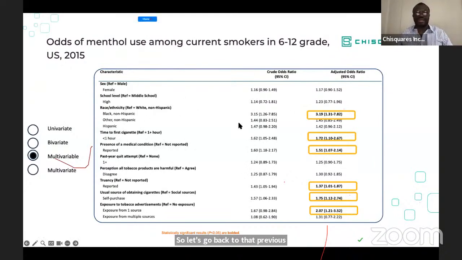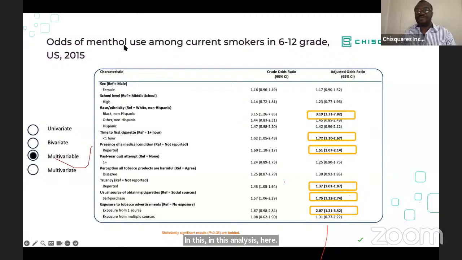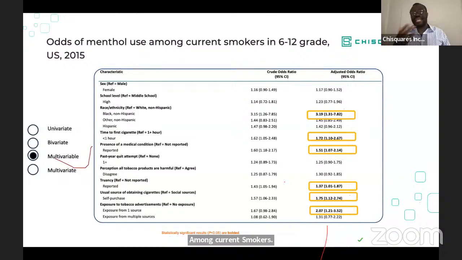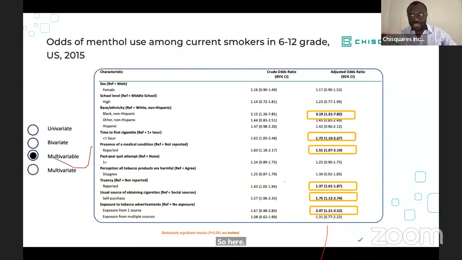regression analysis here. In this analysis, the table is looking at factors associated with menthol use among current smokers. So they took a whole bunch of cigarette smokers and asked them, do you smoke menthol? Like the kind of cigarette you smoke, is it menthol or non-menthol? So we're trying to see what factors are associated with menthol use. So here, let's really understand the concept of adjusting for factors.